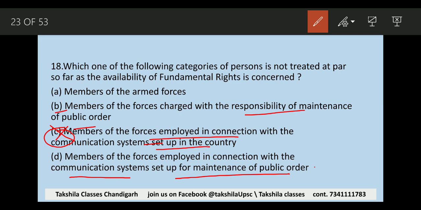So armed forces, only the forces which have been charged with the responsibility of public order or employed in connection with the communication system. So the answer should have been option C. They will not be treated as per this.